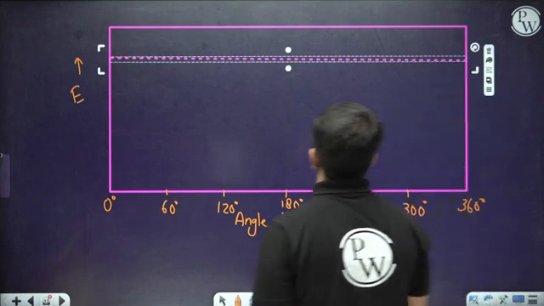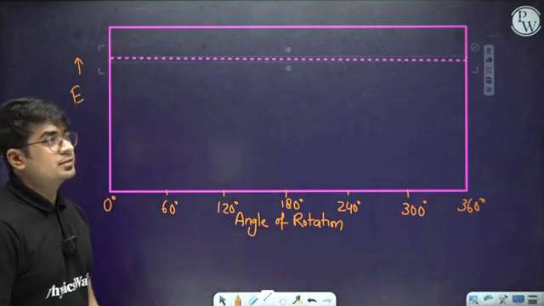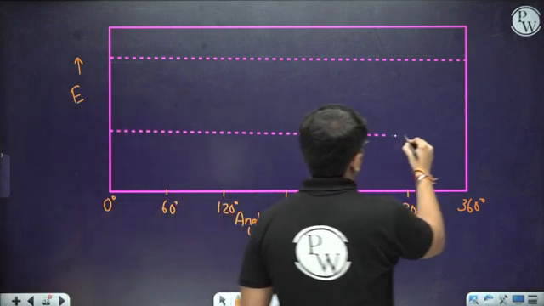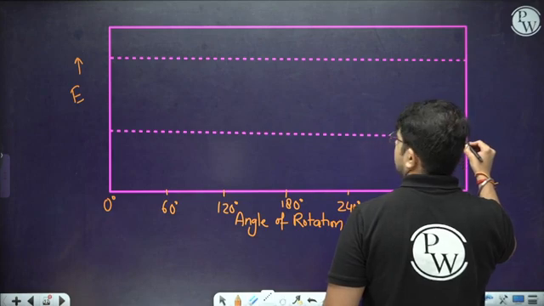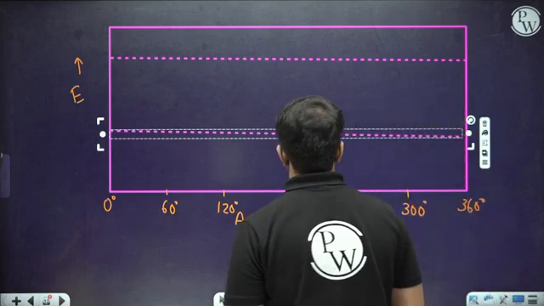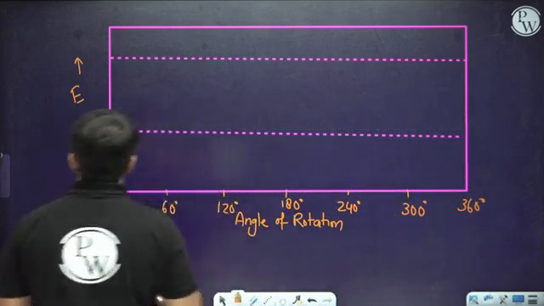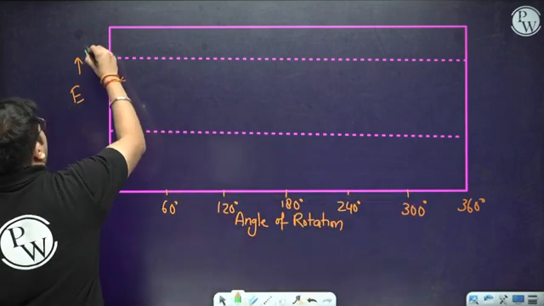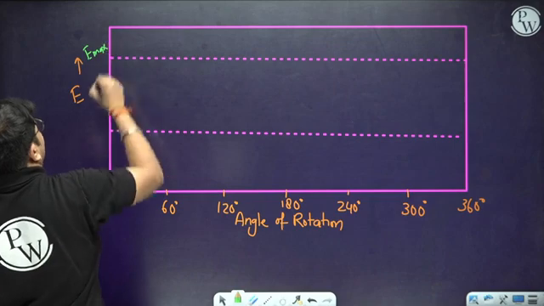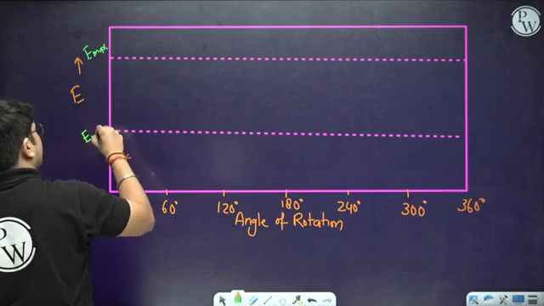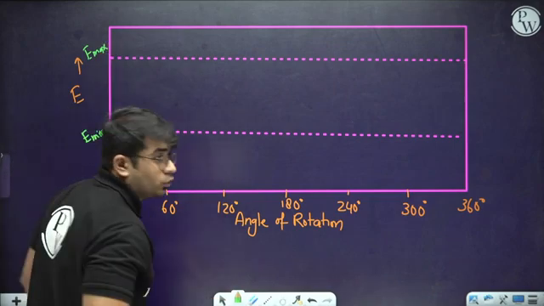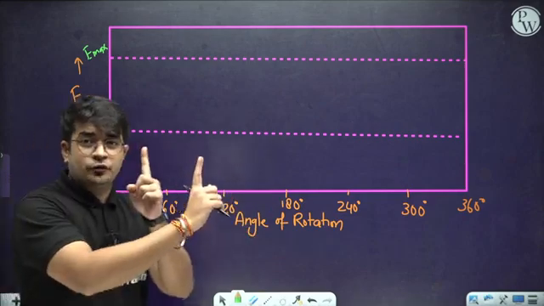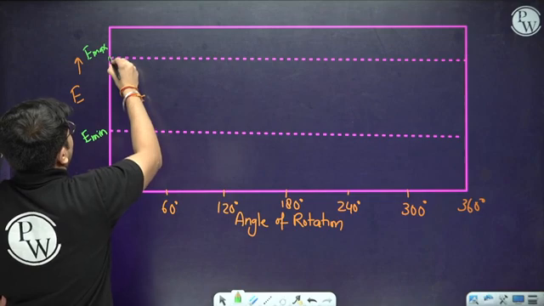And let's say this is the axis for maximum energy, and let's say this will be the axis for minimum energy. So you can say this is supposed to be E maximum and this is supposed to be E minimum. Now at 0 degree they are in front of each other, so energy will be maximum in the starting portion.